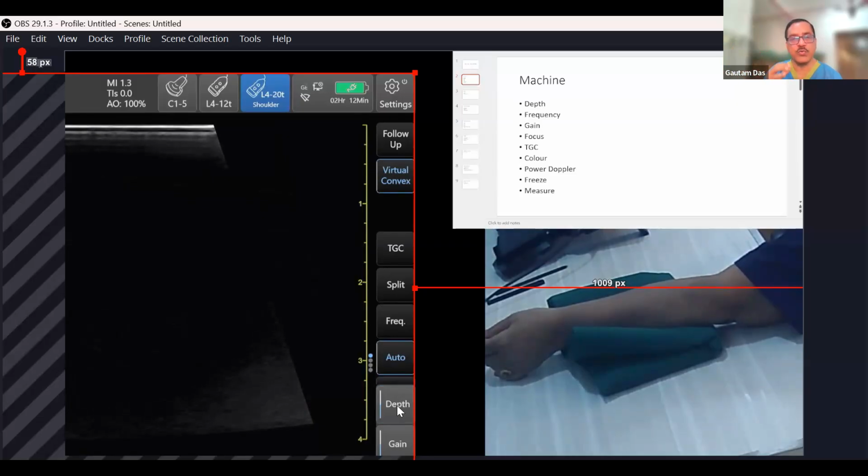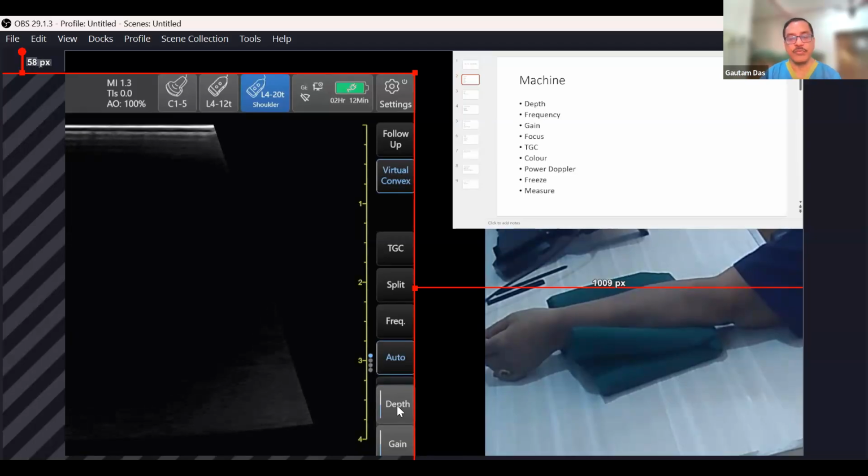And always try to optimize your depth. Suppose you are looking at something around 2 centimeter and your depth is at 4 or 5. Don't do that. You will not be able to visualize the structure nicely. So try to minimize the depth when you are working on superficial structures. When you are going to work on deeper structures, try to increase your depth.